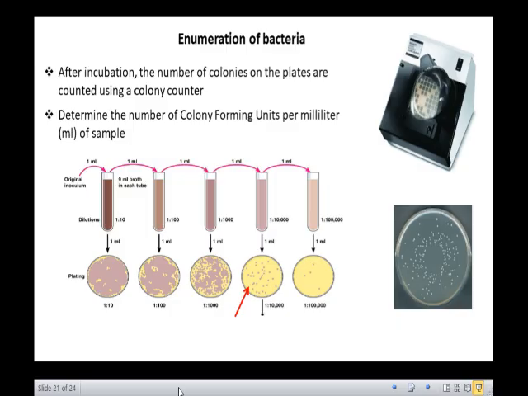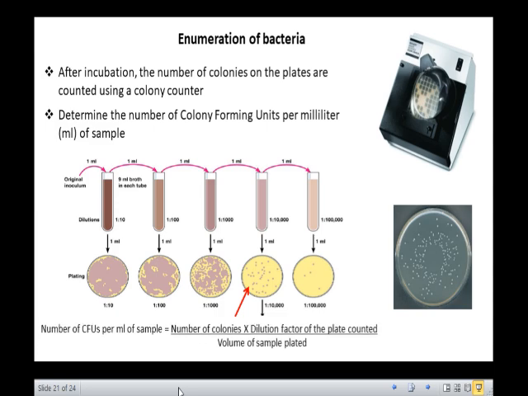Therefore, the number of CFUs per ml in the original sample is found by the formula: number of colony forming units per ml of the sample is equal to number of colonies into dilution factor of the plate counted upon volume of the sample plated. Thus, we get 32 into 10,000, which gives us 3.2 into 10 to the power 5 colony forming units per ml.